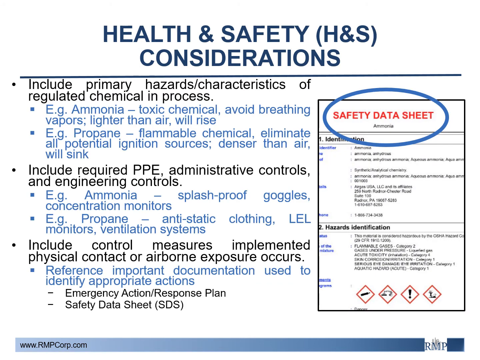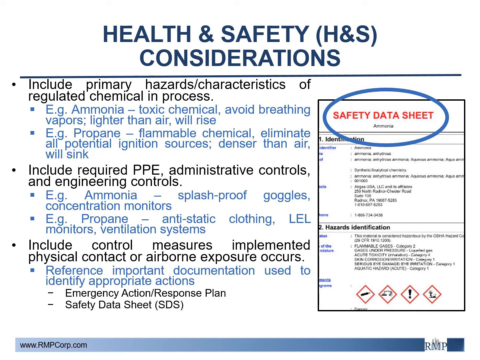Health and safety considerations must be included in the SOP. I've outlined the main points of these items, which include the primary hazards and characteristics of the chemical. An example I like to use is propane. As it's a flammable chemical, all potential ignition sources should be eliminated, and it tends to sink due to its density. Required PPE, administrative controls, and engineering controls should be documented. Again, for propane, anti-static clothing should be utilized to avoid potential ignition sources.